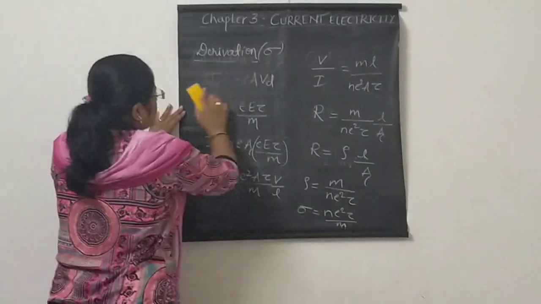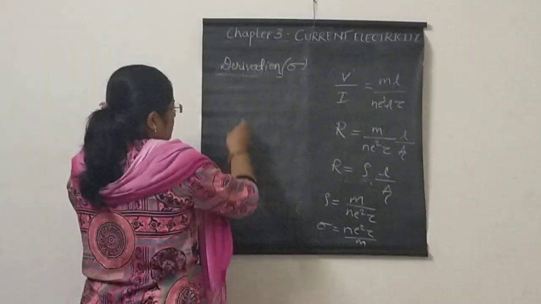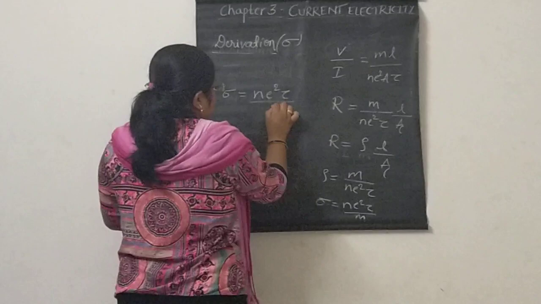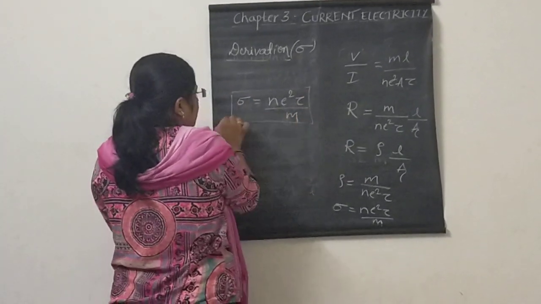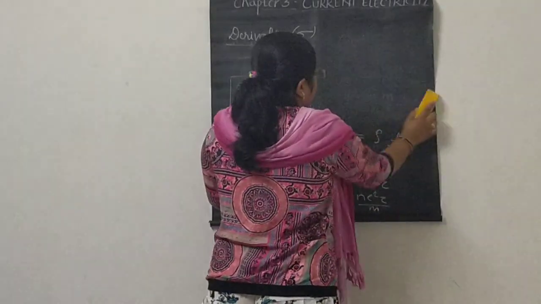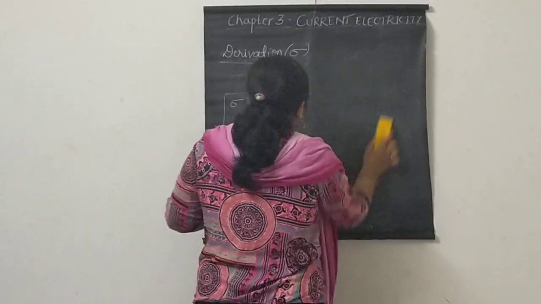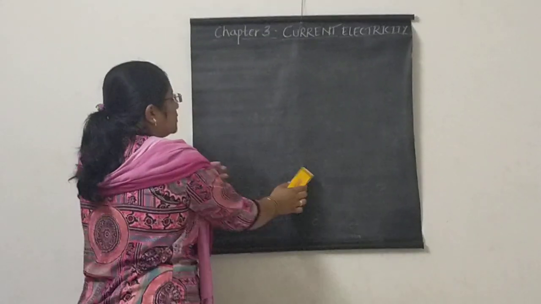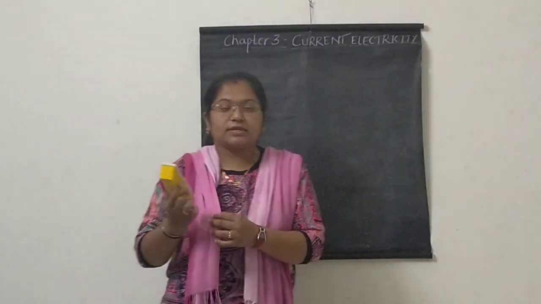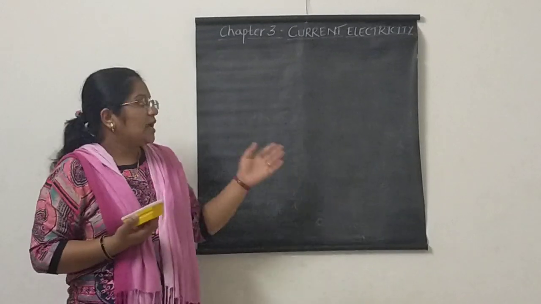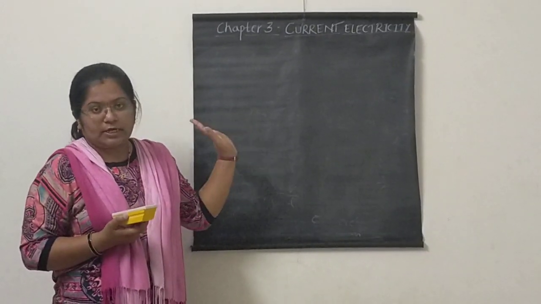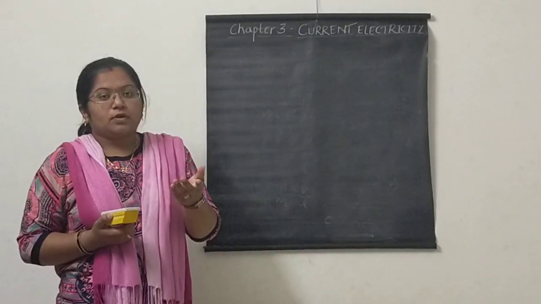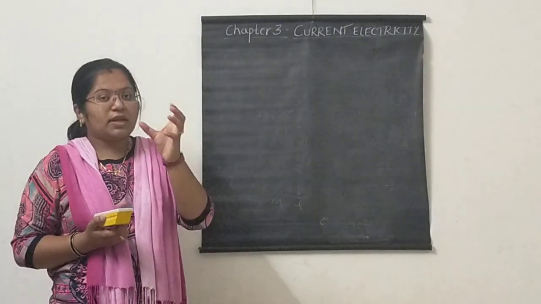So what is the expression we obtained over there? Sigma is equal to n e square tau divided by m. This is the important equation which is more useful for you while solving problems. So we have studied current density, conductance and conductivity, and we obtained the expression for conductivity. Moving on. When we studied Ohm's law, we obtained one expression there.